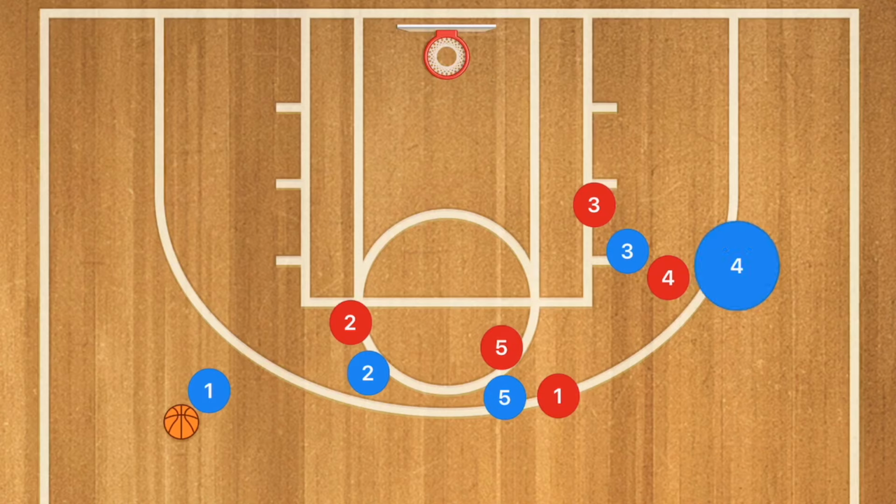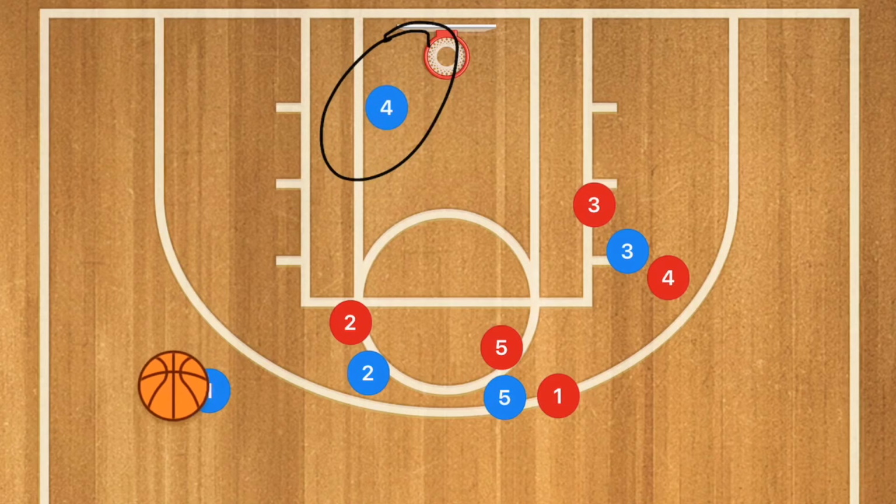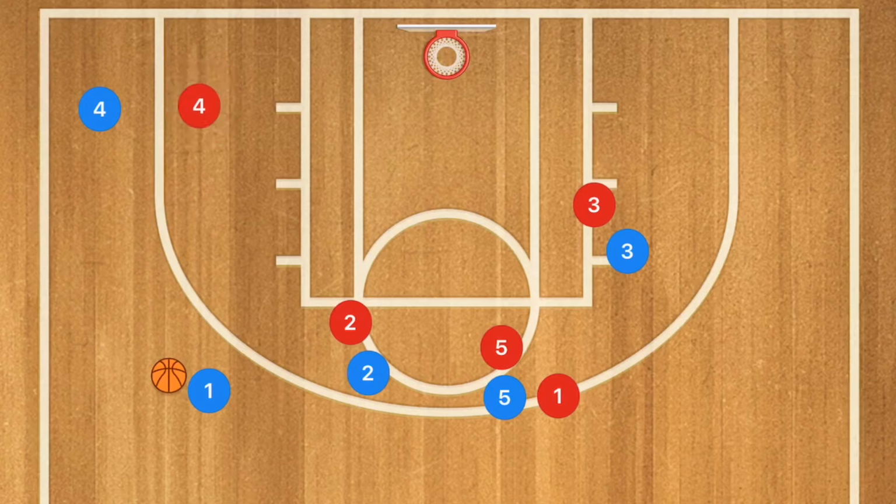Player 1 is going to use that screen. Meanwhile, player 4 is already cutting across the key. This could be a quick hitting layup. If not, he's going to pop out. Let's say he wasn't open, he's going to pop out. And now with the first screen that was set, he is going to then pop, and on the second screen that hits, he's going to be rolling towards the basket.